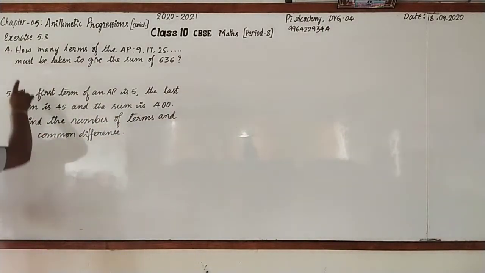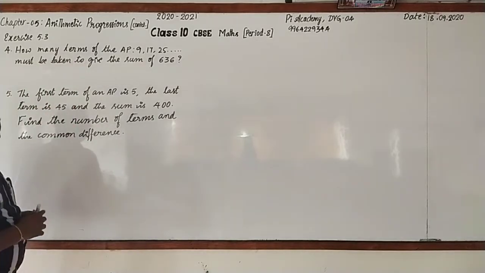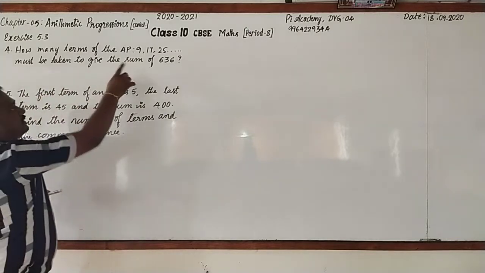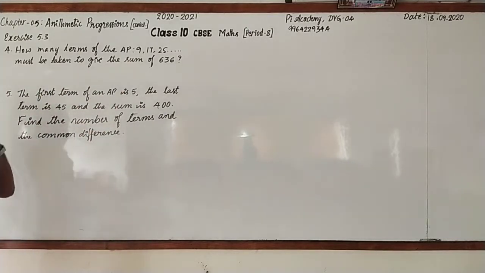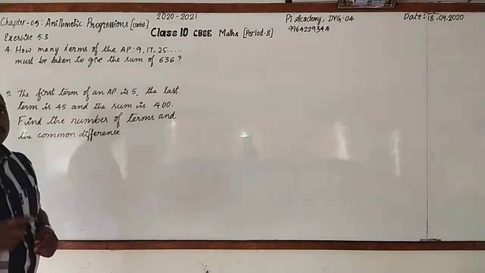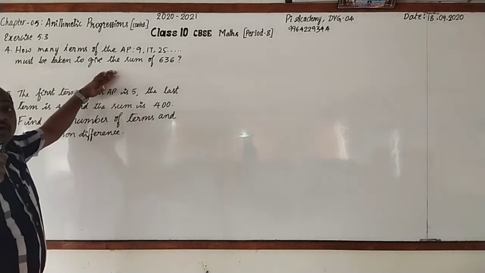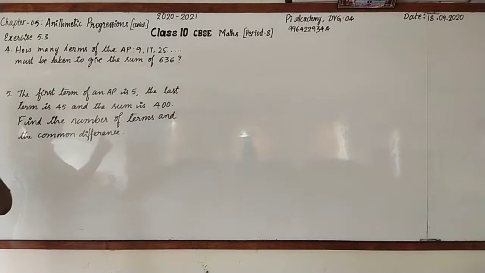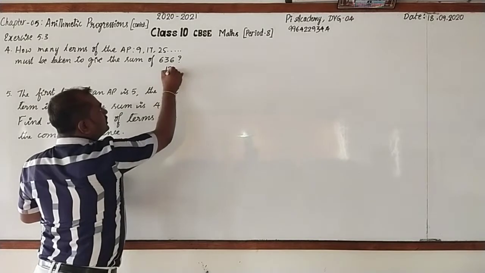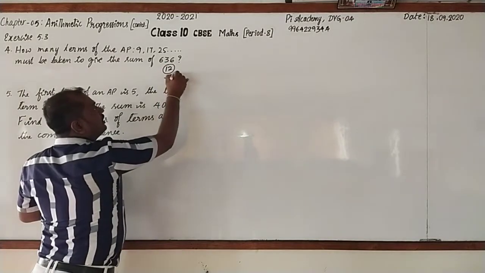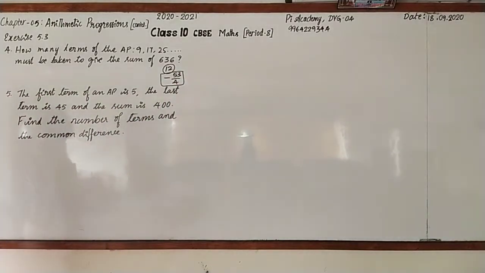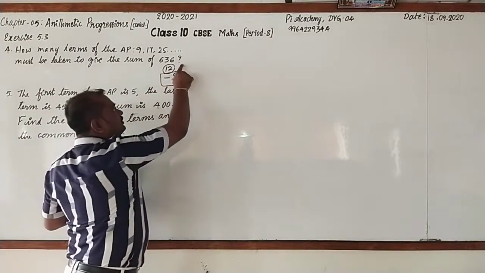Go through the statement. How many terms of the AP 9, 17, 25 and so on must be taken to give the sum of 636? You are very familiar with this problem, right? Because it was already solved in worked examples. Particularly for this problem, we have got 2 answers. One is positive and another one is negative. Hope that you might have remembered. The positive one was 12 and the negative answer was minus 53 by 4. But as you all know, the number of terms will always be positive, hence we had taken 12.